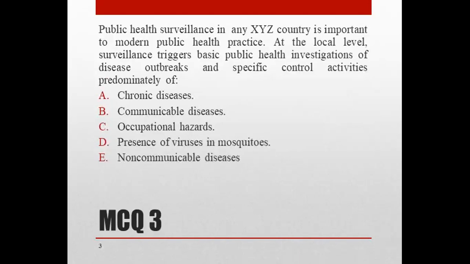MCQ 3. Public health surveillance in XYZ country is important to monitor public health practice. At the local level, surveillance triggers basic public health intervention of disease outbreak and specific control activities, predominantly for: alpha, chronic disease; beta, communicable disease; C, occupational disease; D, presence of virus in mosquitoes; or E, non-communicable disease. What will be the correct option? Beta will be the correct option, communicable disease. I mentioned that at the local level, surveillance predominantly targets communicable disease and environmental hazards. Therefore, beta will be the correct option.